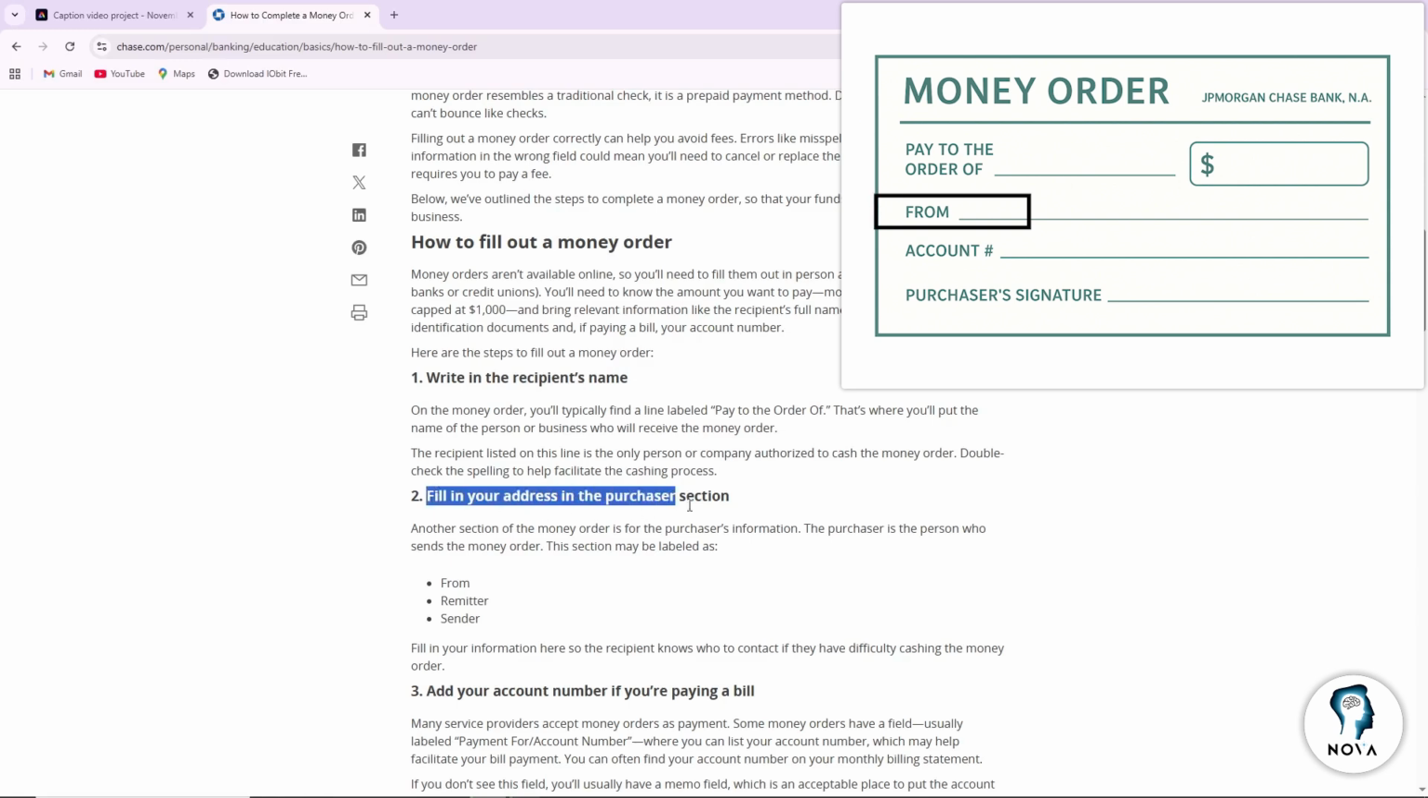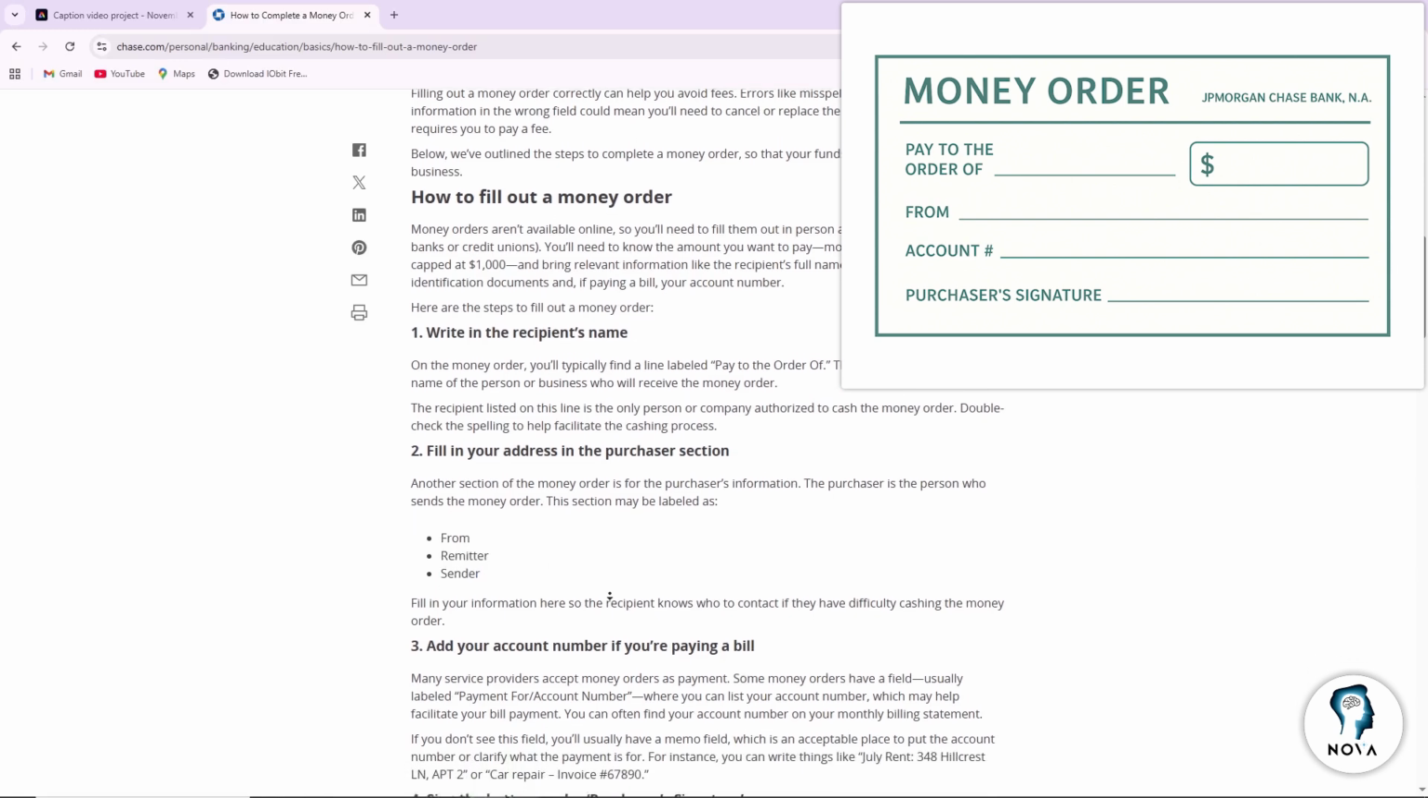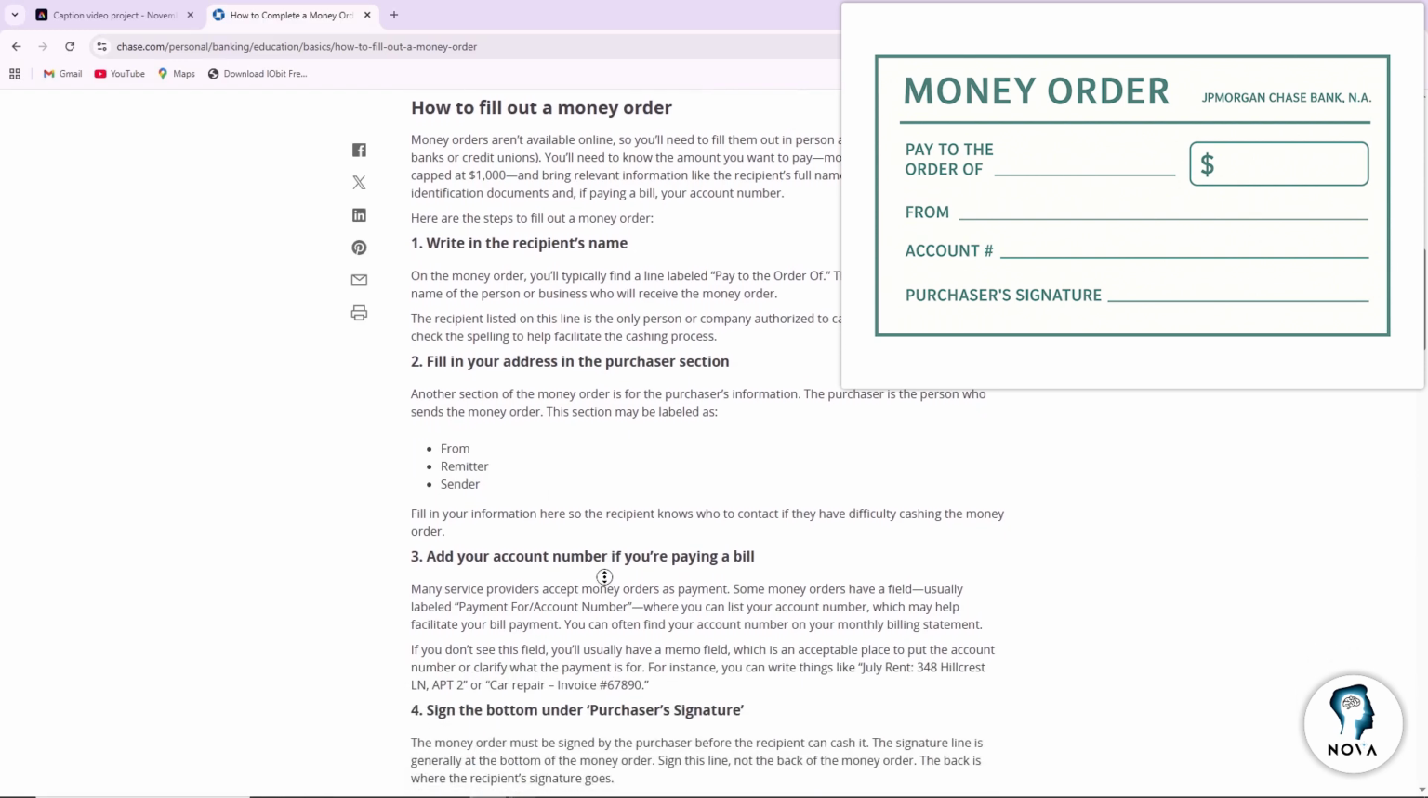Next, find the From, Purchaser, Sender, or Remitter field. Here, you should write your full name and often your address. This identifies who is sending the payment and creates a record in case there is any question later.